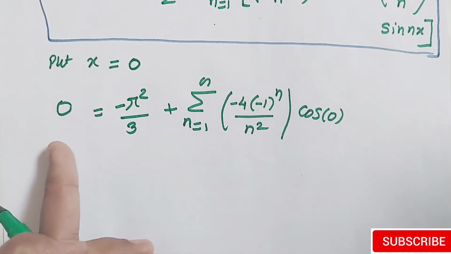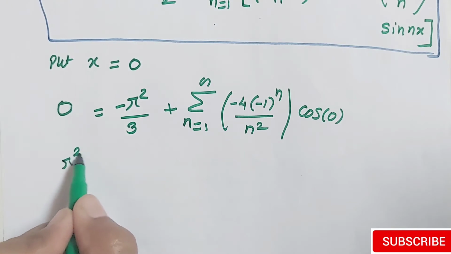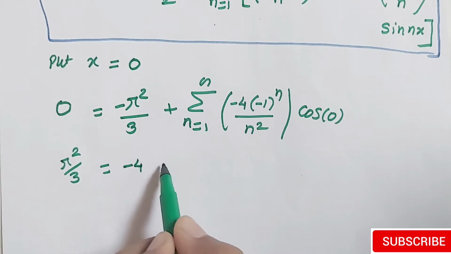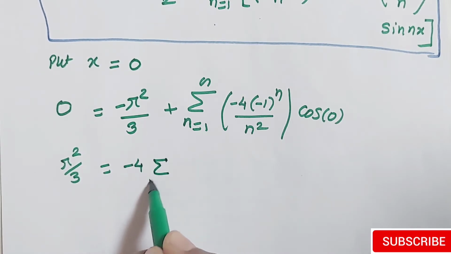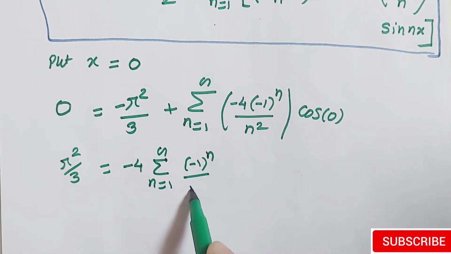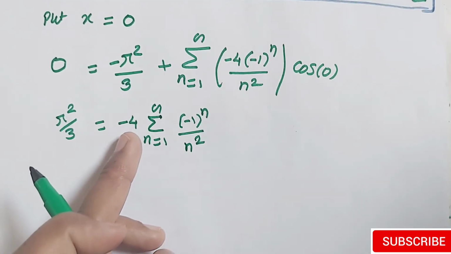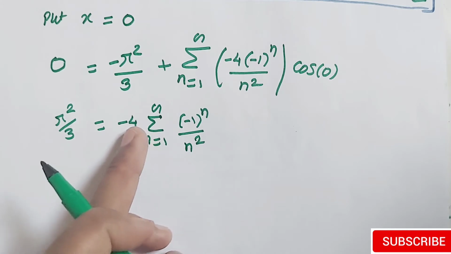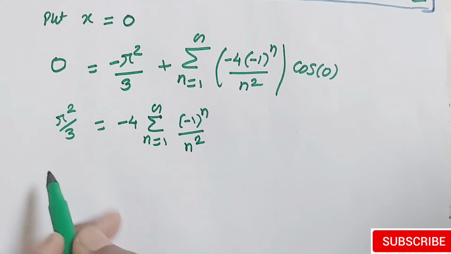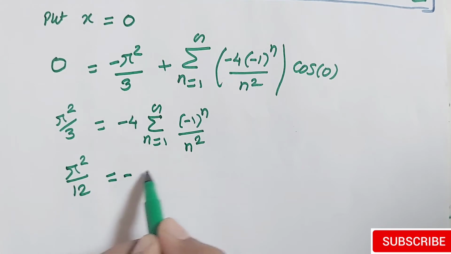Now shift this pi square by 3 to the left hand side, so it is negative. If we shift it to the right hand side, then pi square by 3 is equal to, here minus 4 we can take outside, remaining is summation n running from 1 to infinity minus 1 raised to the power n divided by n square. Now here this 4 is in multiplication with this term. If we shift it to the right hand side, तो multiplication का term अगर right में shift करते तो वो चला जाएगा division में. So it is pi square by 12. This minus sign as it is.